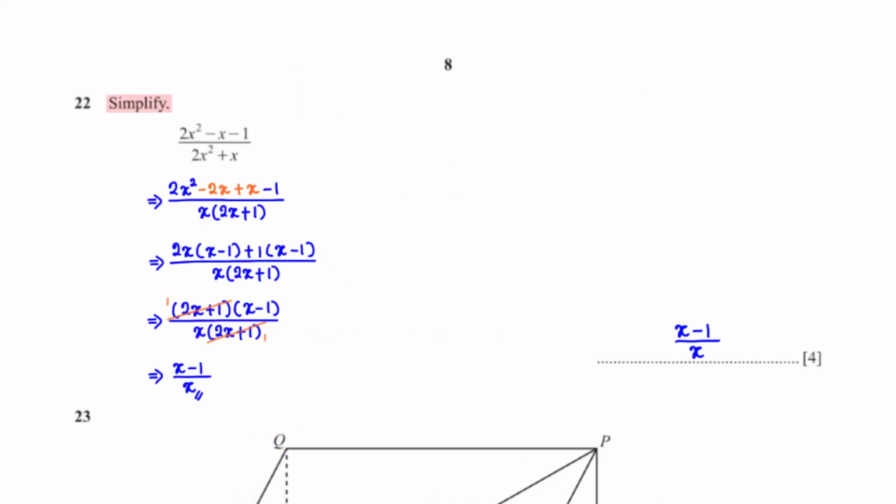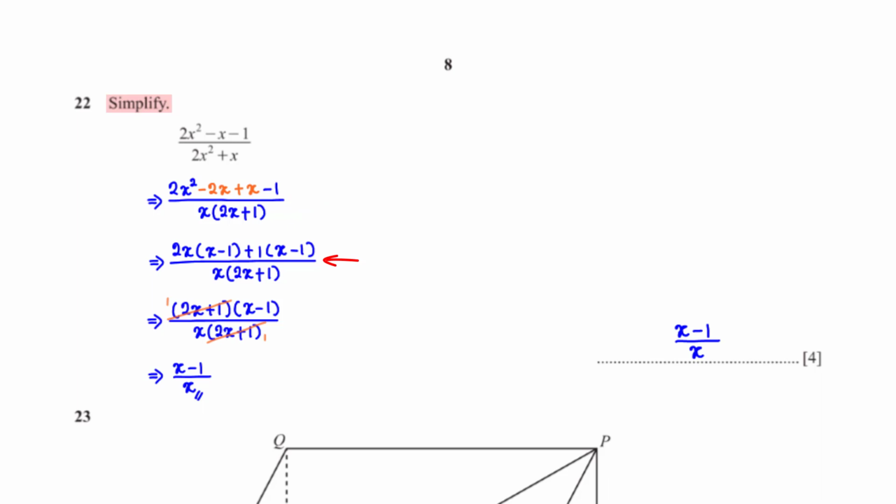Simplify 2x squared minus x minus 1 over 2x squared plus x. For the denominator, the terms have a common factor of x. When we factor out x, we are left with 2x plus 1. For the numerator, we can rewrite minus x as minus 2x plus x. So now the first two terms have a common factor of 2x. When we factor out 2x, we are left with x minus 1.